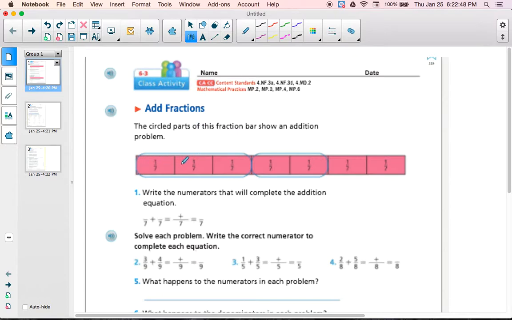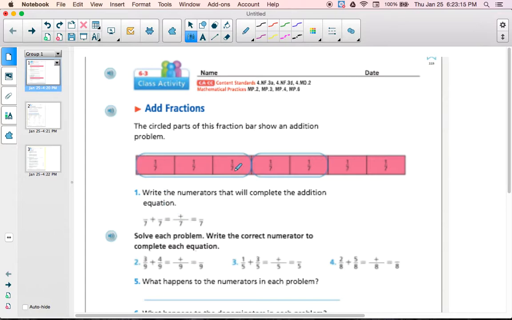So we're starting off with a fraction bar here that's been divided into sevenths, 7 equal parts. 3 of the sevenths have been circled here, that's 3 sevenths. 2 sevenths have been circled here. So this model is showing that 3 sevenths plus 2 sevenths is a total of 1, 2, 3, 4, 5 sevenths. But now let's write that as an equation down here.